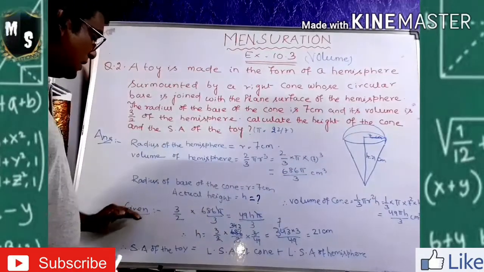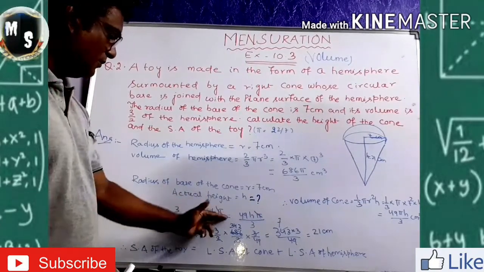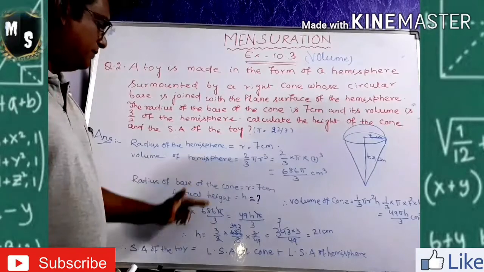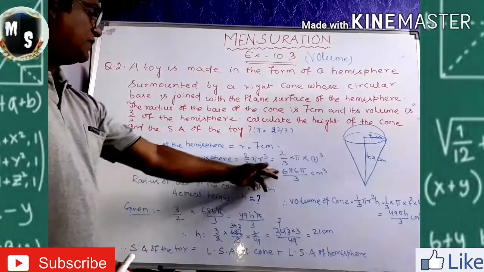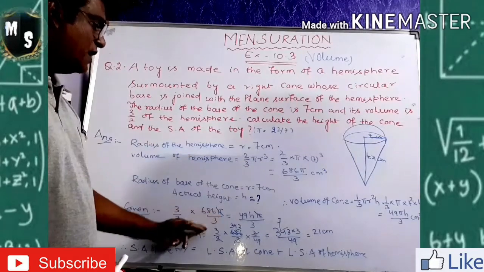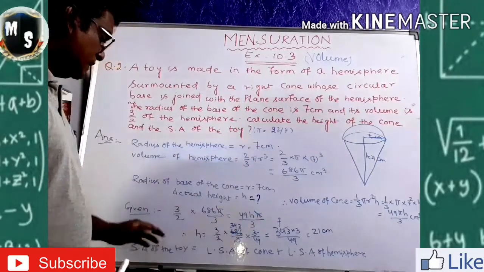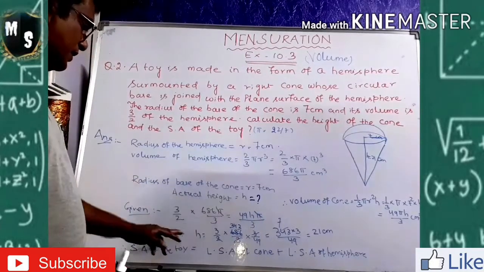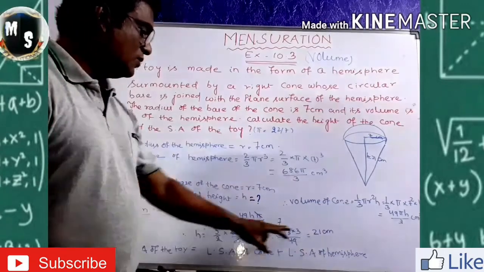Now what is the question? 3 by 2 of the hemisphere volume is equal to the cone volume. So 3 by 2 into hemisphere volume, which is 686 pi by 3, is equal to cone volume 49 h into pi by 3. Now after cancellation we are getting h is equal to 21 centimeter.